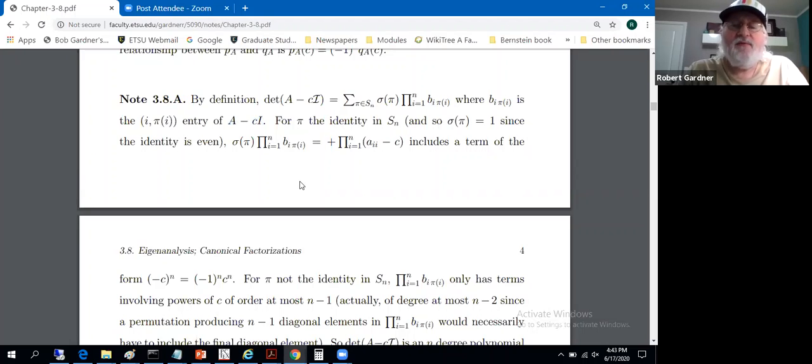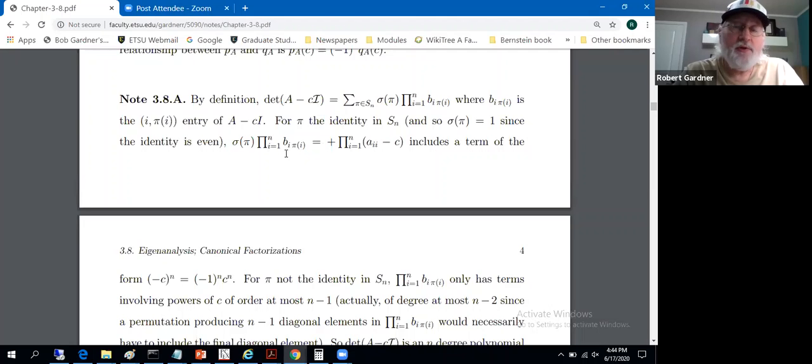I want to see the form of that matrix. I'm sorry, the form of that polynomial that'll result, the form of that determinant in terms of C. If pi is the identity in S sub n, it's an even permutation, sigma of the identity equals 1. So the sigma of pi will just produce a plus sign up front. But what's going to happen is if we've got the identity, then we're going down this matrix, picking up I, as I ranges from 1 to n.